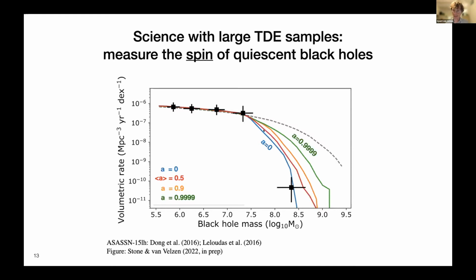So if you occupy this diagram with more data, you can measure the spin of quiescent black holes. That's one big topic that we have in mind with these large samples. If you can do this in 2 different redshift bins, it's even better. You can see how black hole spin is evolving with redshift, which tells us very directly how black holes are growing via what mode of accretion.